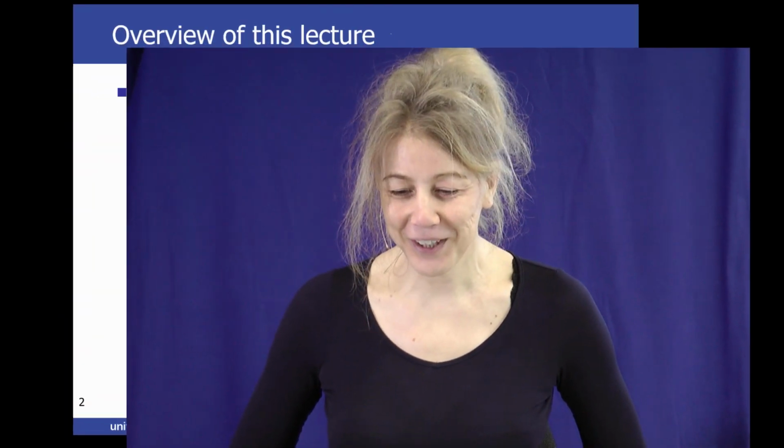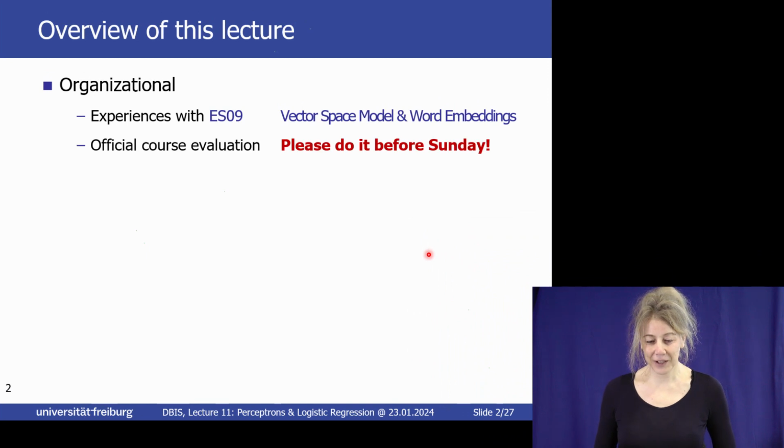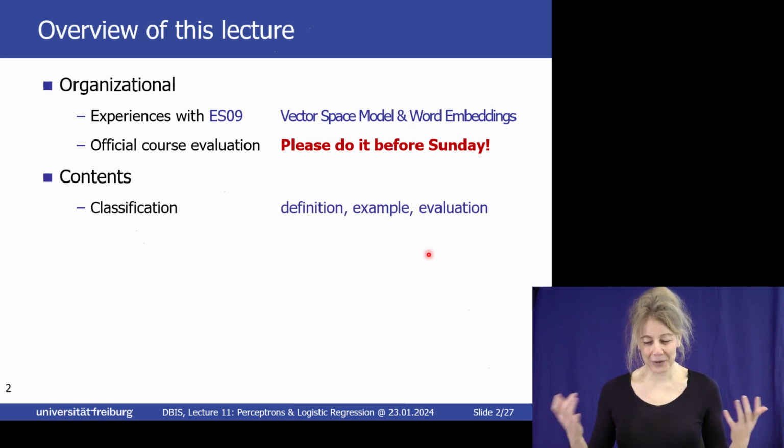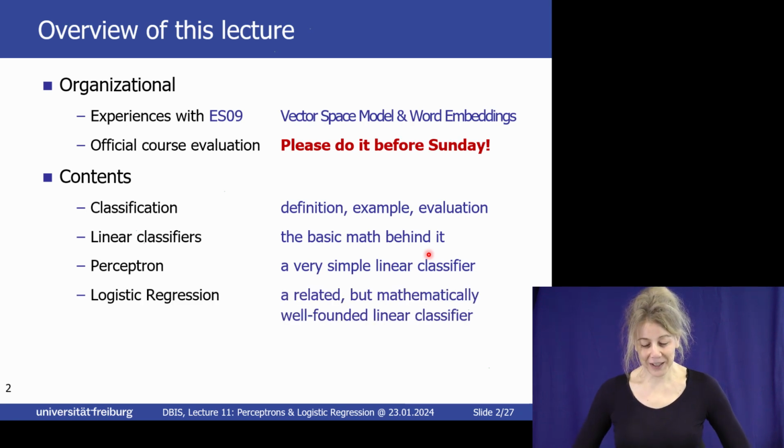So we will talk about your experiences with exercise sheet 9, and there is number 10. Vector space model and word embedding, slight introduction into linear algebra. Another reminder about the official course evaluation, which is also participation is at an all-time low, and today more linear algebra, classification, linear classifiers, the perceptron. Very briefly, it's of historical interest, but nice intro. Here comes number 11, 12, 13, wow, 14. And logistic regression is the main topic.